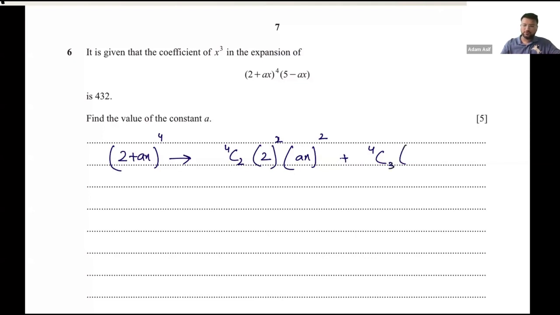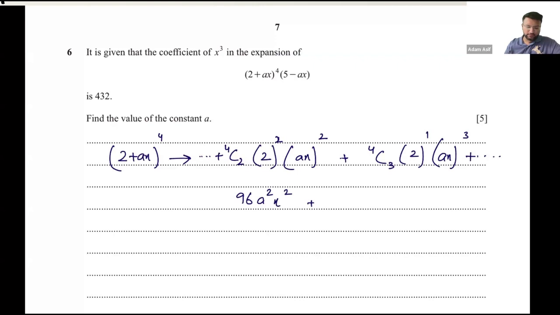4C3. तो 4C3 जब करोगे, 2 to the power of 1, ठीक है, and ax to the power of 3. Now I'm not concerned about the rest of the terms. So 4C2 times 2 raised to the power of 4, that's 96 a square x square.